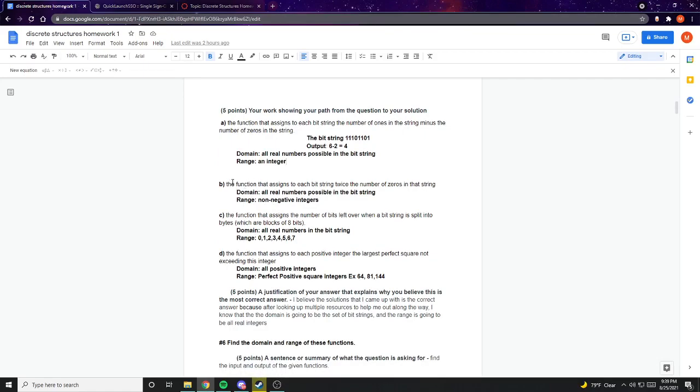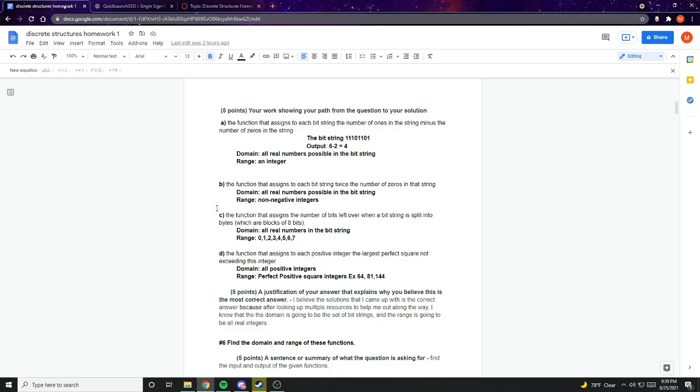So B, it's the function that assigns to each bit string twice the number of zeros in that string. So the domain, I think, is all real possible numbers in the bit string, and then the range is non-negative integers, so all positive. I could have just said positive integers. That probably would have been easier, but it's fine.